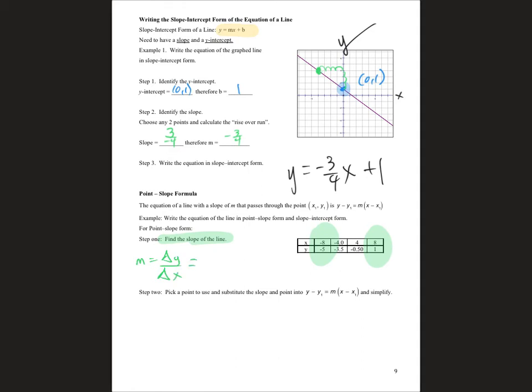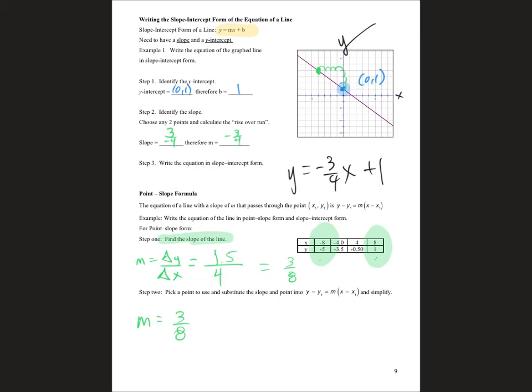Again, it doesn't matter which one you're saying is y1 and which one's y2, but you better figure it out. So change of y, this minus this is 4. And then whichever one you want to choose. Can you get 3/8 as your slope? I have my slope.